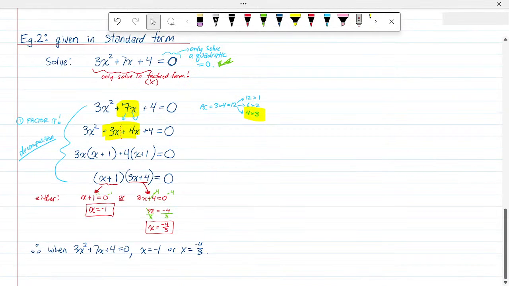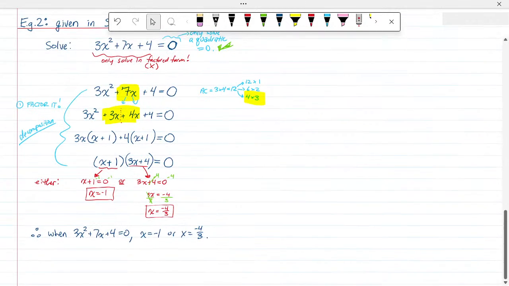Okay. So the key thing we want to take away from this then is, if we're going to solve a quadratic, what form do we have to put it in?